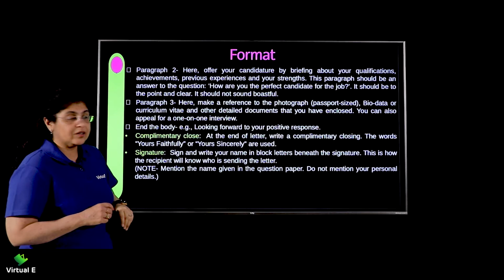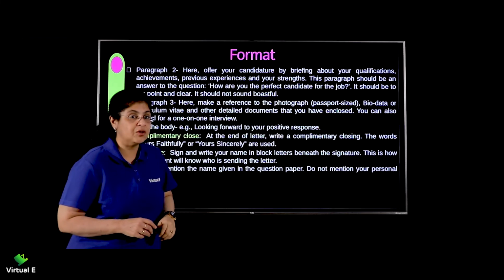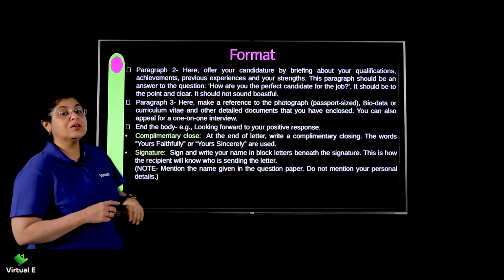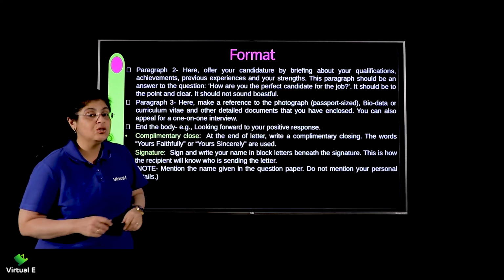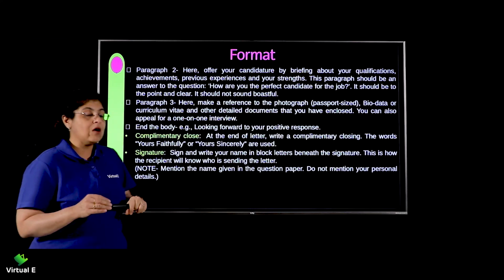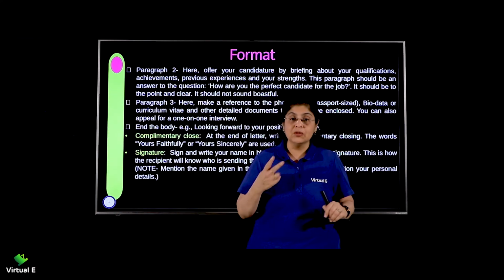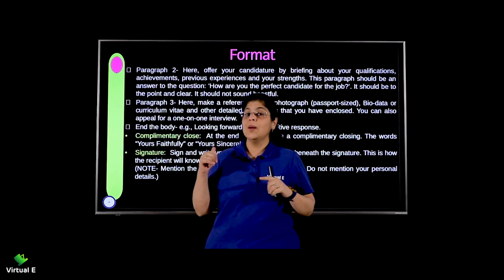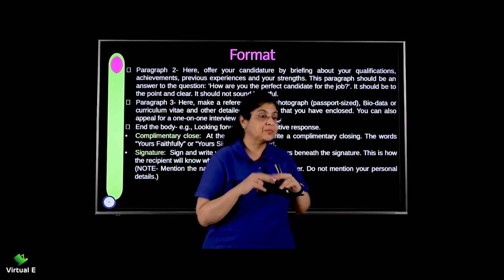Then moving on to paragraph 3. Here, make a reference to the photograph. That's the passport sized. Biodata or curriculum vitae and other detailed documents that you have enclosed. Now, your job application, like we saw, it is consisting of 2 things, right? So, one is your cover letter and the other is your biodata. You have to make sure that you have both of them.